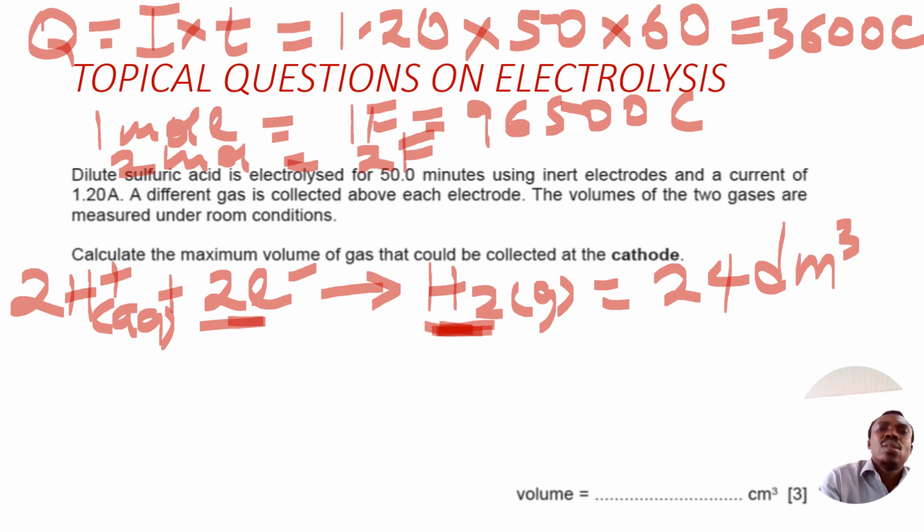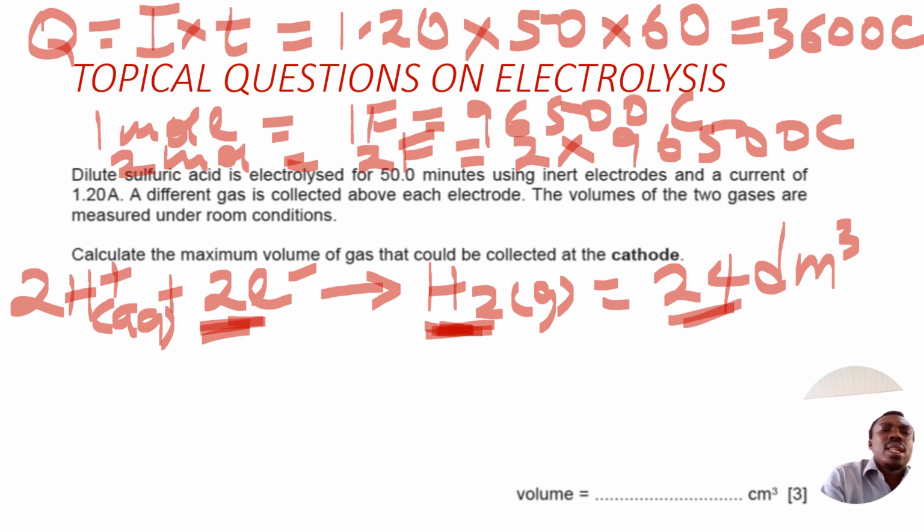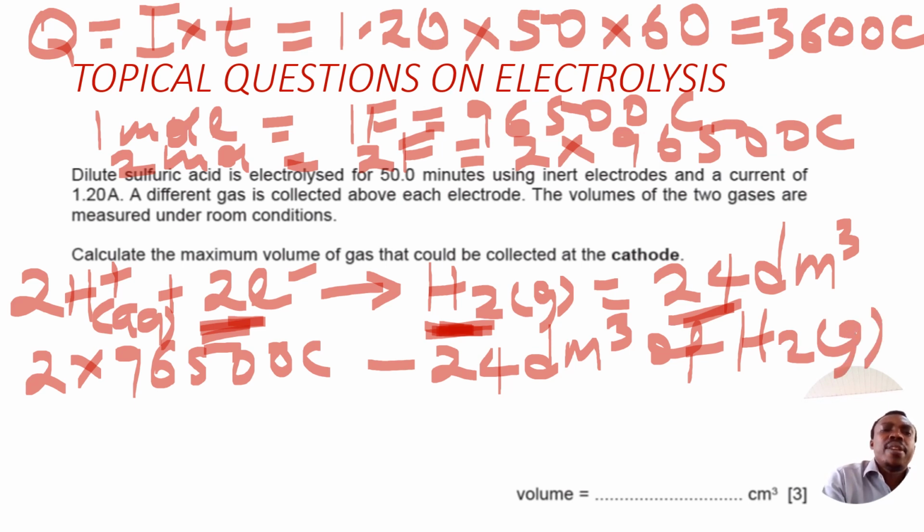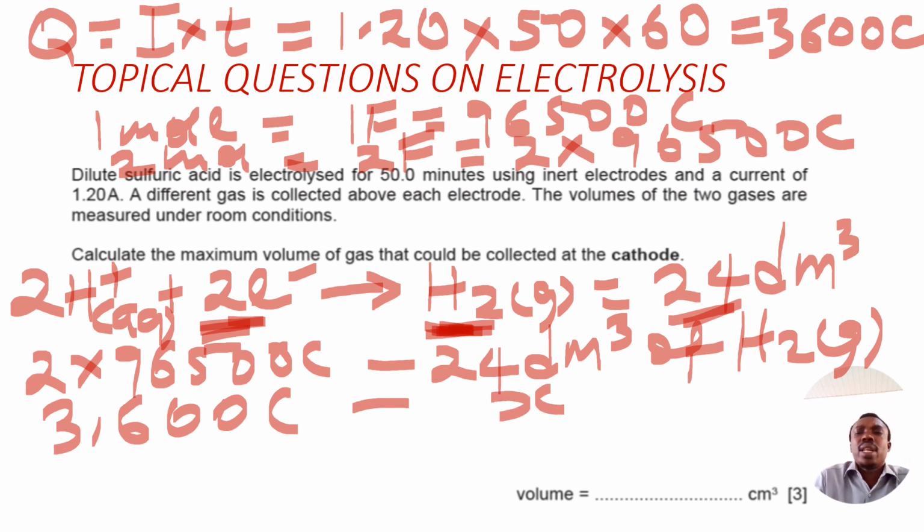2 faradays, which is equal to 2 times 96,500 coulombs. So 2 moles of electrons are required to deposit 1 mole of hydrogen gas, which is 24 dm³ of hydrogen gas. That means 2 faradays, which is 2 times 96,500 coulombs, deposit 24 dm³ of hydrogen gas. Therefore, 3,600 coulombs of electricity would deposit what volume of hydrogen gas? So we'll just cross multiply.